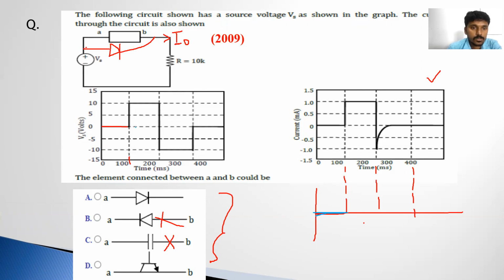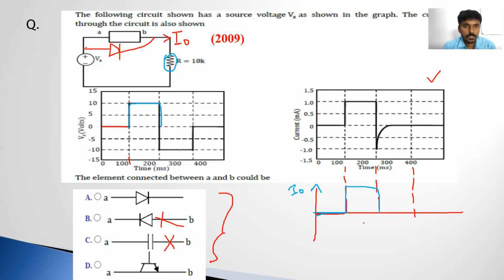So from 100 to 200 milliseconds, the supply voltage is maximum positive. So the diode is turned on. When the diode is turned on, the output current is the same as the supply voltage because it is a resistive load. So the output current is also like this. Clear? Next.